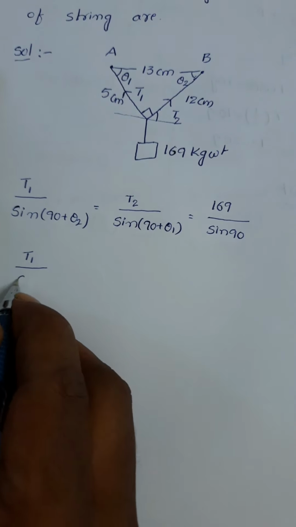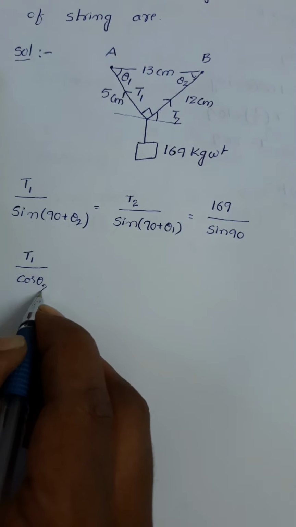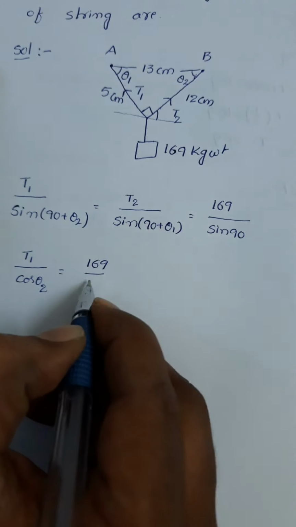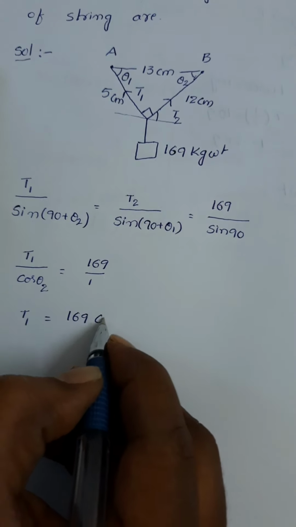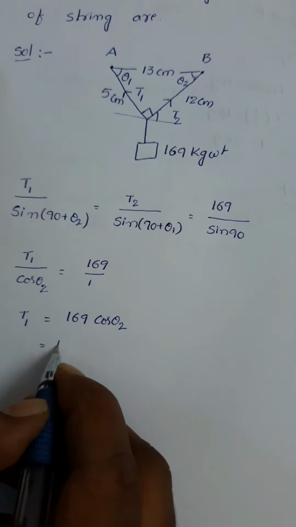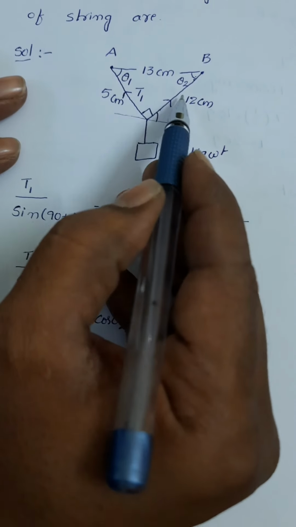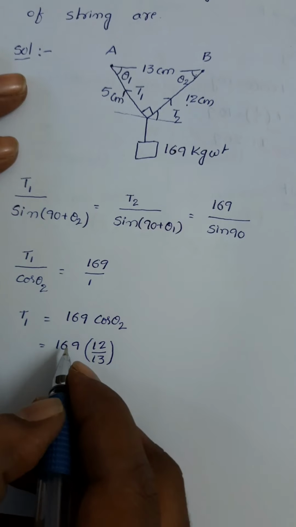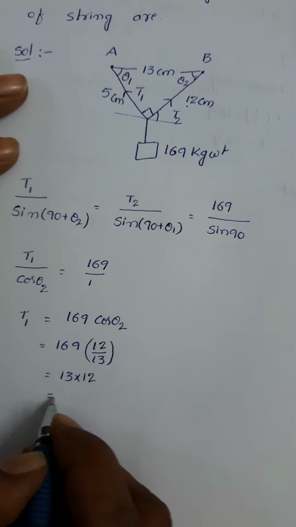Sine of 90 plus theta 1 is equal to cos theta 1. Sine of 90 plus theta 2 is equal to cos theta 2. T1 by cos theta 2 is equal to 169 by sine 90 degrees, which is equal to 1. From this, T1 is equal to 169 into cos theta 2. What about the cos theta 2 value? Cos theta 2 is equal to adjacent side by hypotenuse. Here the adjacent side is 12 and the hypotenuse is 13. So 12 divided by 13; here the 13 cancels. So that is equal to 13 into 12, so 13 twelves.